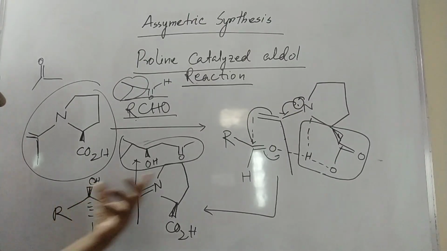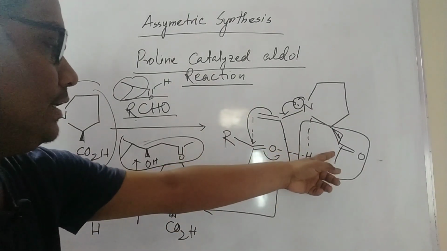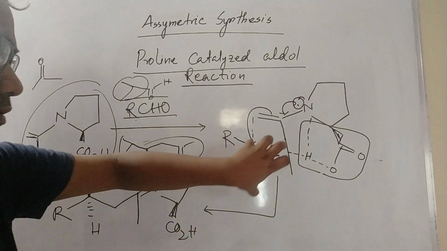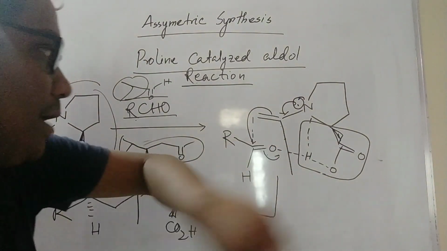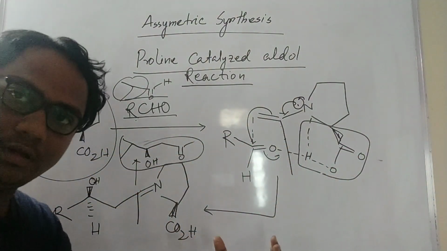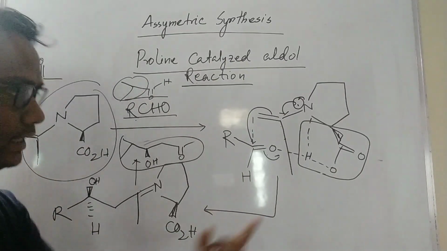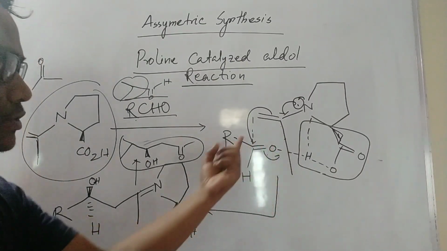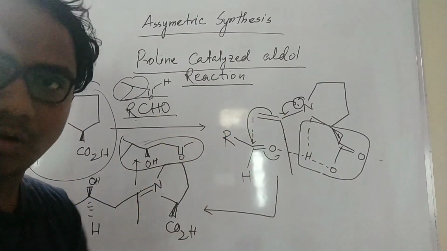Why is it up? Because it is up, it is chelated on the upside with this keto group, and whatever the enamine attacks, it will attack from the downside, and whatever the relative stereochemistry, the ketone will be up and it will become an alcohol.